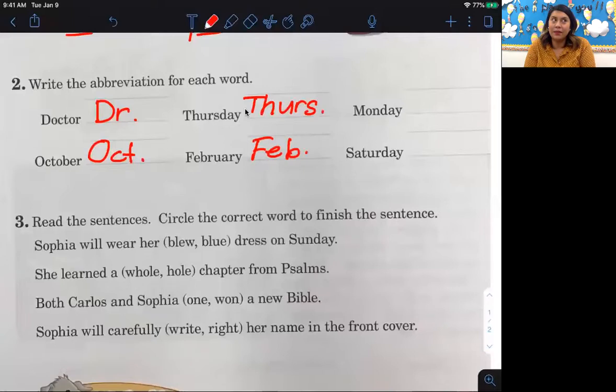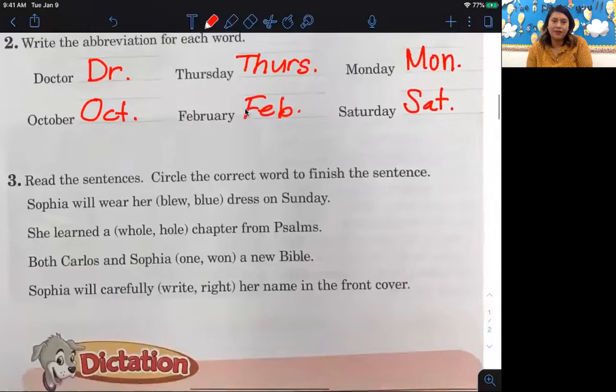Monday. It's almost like they cut it in half, right? Mon. Don't forget capital and period. And Saturday. This one's kind of silly. Sat. Capital S. Sat. Period. Good job, guys. Let's scroll on down to the bottom.